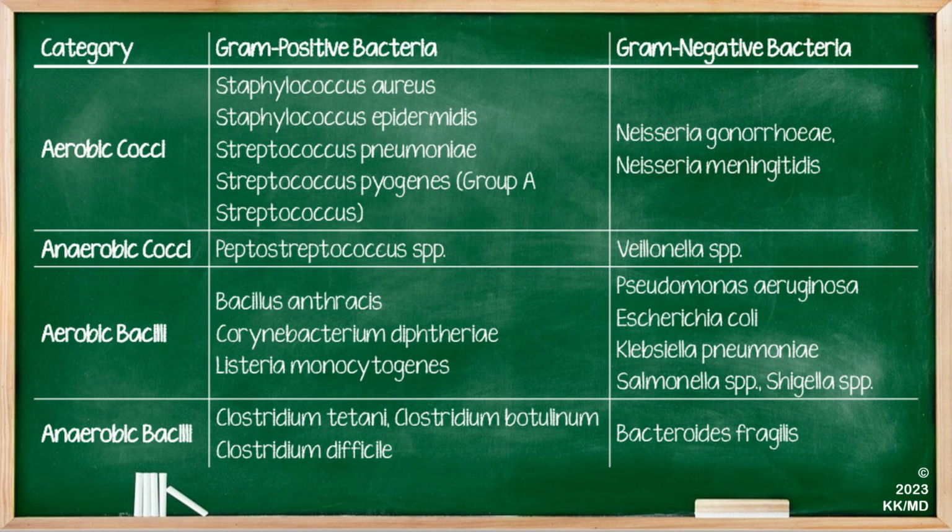And finally, at the very bottom row, gram-positive anaerobic bacilli include the Clostridium species, so Clostridium tetani, which causes tetanus, Clostridium botulinum, which causes botulism, and Clostridium difficile, or C. diff, which you might have heard of as occurring in patients who might have had long or recurrent courses of antibiotics. And finally, for gram-negative anaerobic bacilli, there is one example here, which is Bacteroides fragilis.